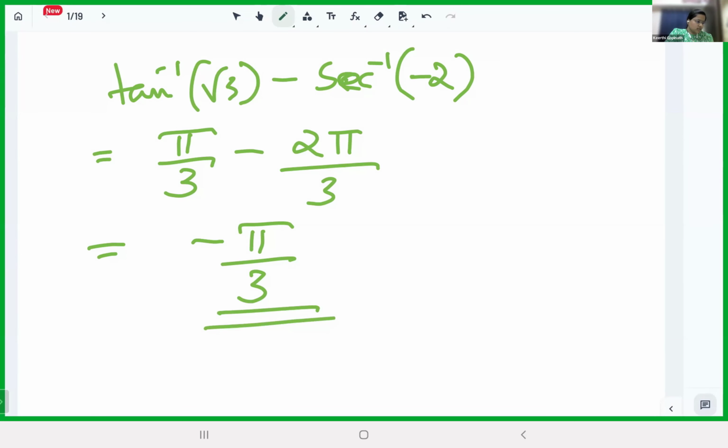Have you all understood this section? We have completed exercise 2.1. I hope everything is clear to you.